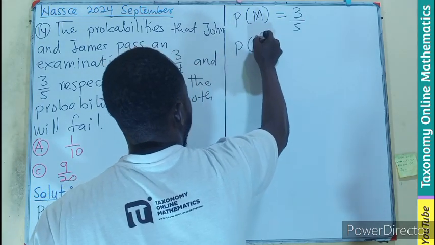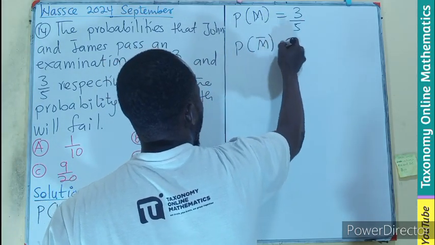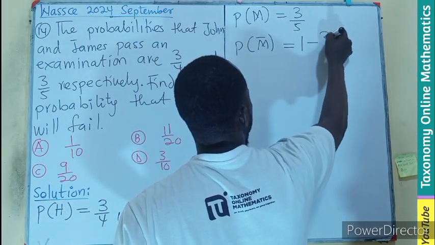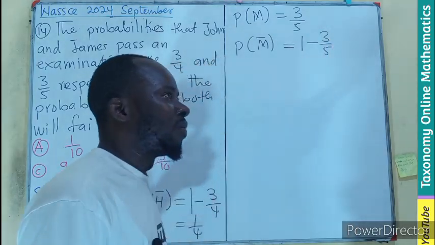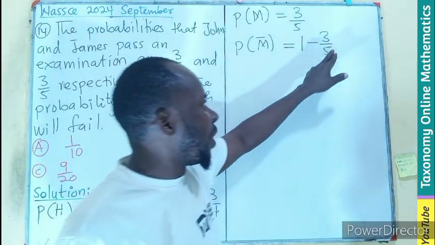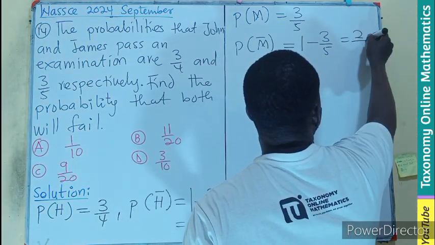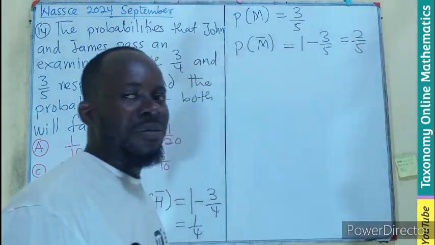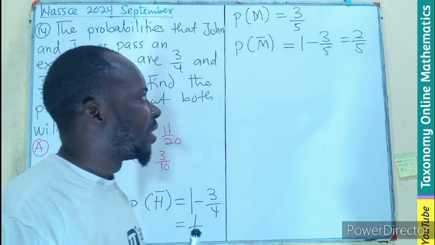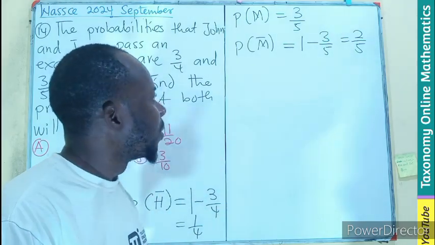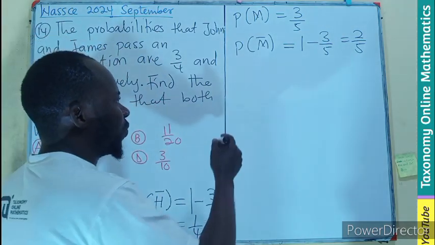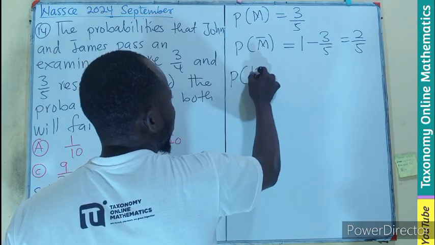Then the probability that James will also fail will be 1 minus what? 3/5. The difference between 5 and 3 is 2. So your numerator is 2, the denominator remains what? 5. The concept of subtracting a fraction from what? 1. Alright.